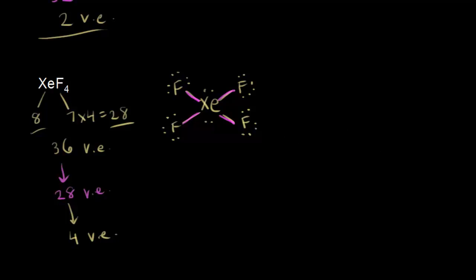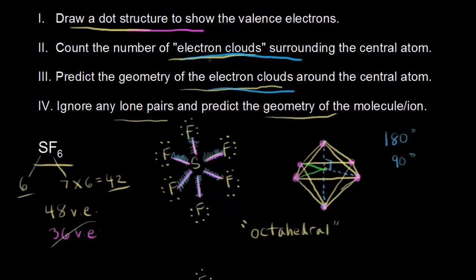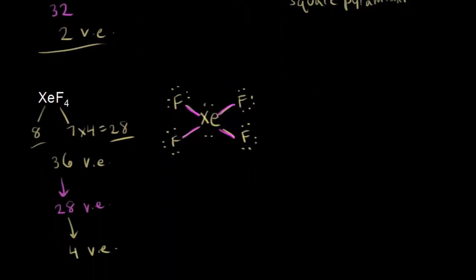All right, let's go back up and refresh our memory about what we do after we draw our dot structure. After you draw your dot structure, you count the number of electron clouds, and then you predict the geometry of those electron clouds. So let's count our electron clouds for this one. Our regions of electron density: we can say that these bonding electrons are an electron cloud, same with these bonding electrons and these over here as well. And in this example, we have 2 lone pairs of electrons, and each one of those is a region of electron density, so we have a total of 6 electron clouds for this example.